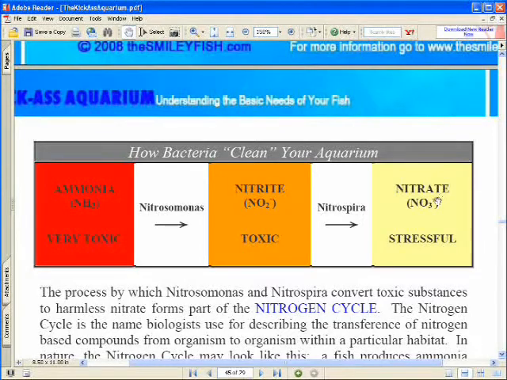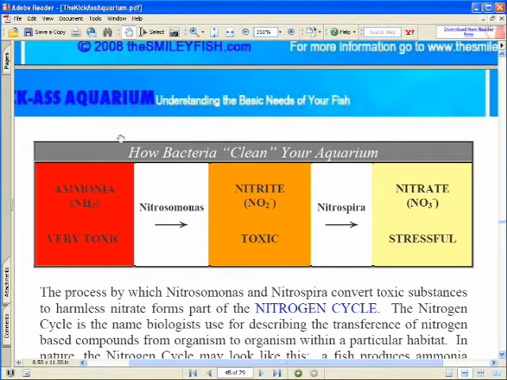Now, nitrate in very high levels can cause stress in fish. For the most part, it's relatively harmless, especially when compared to the toxicity of nitrite and ammonia. Again, ammonia is very toxic, nitrite is toxic, nitrate, harmless. So that's biological filtration. It consists of this two-step process. Nitrosomonas take ammonia, convert it into nitrite. Nitrospira then take the nitrite and convert it into nitrate.